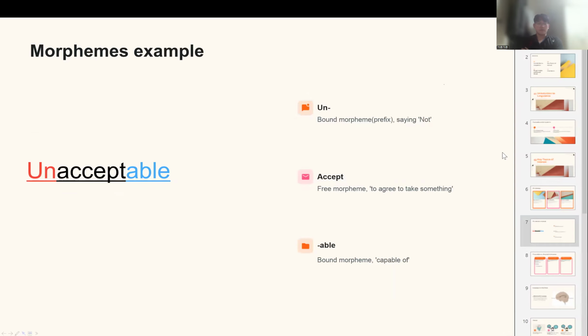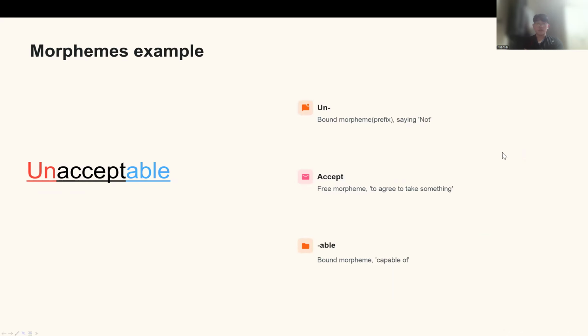For the examples of morphemes, I chose the word unacceptable because there are three morphemes in it. First is un, and as you can see, it's a bound morpheme, and it's a prefix that comes before a free morpheme, and this means no or not.